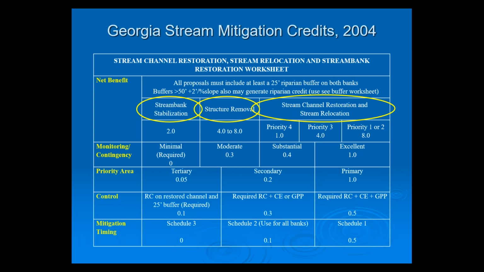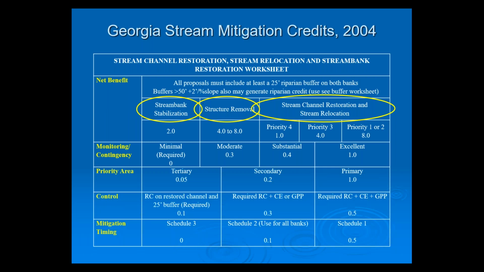And what I want to point out here is that the net benefit factor of this worksheet, which comprises the lion's share of the crediting, these are all action-based metrics rather than results-based metrics. And so you can see, moving from left to right, essentially what it comes down to is the more earth you move, the more credits you would get.